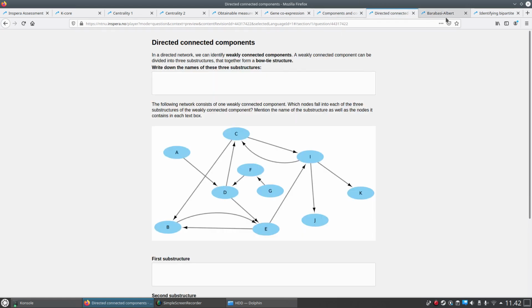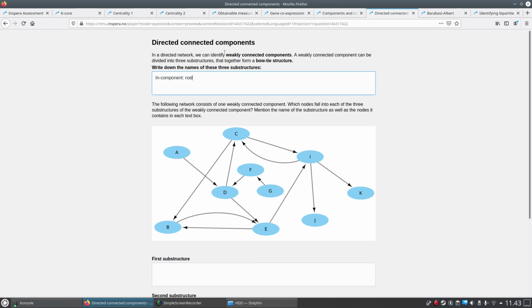Alright, next question. Now we're sticking on the topic of components, but going into directed connected components. In a directed network, we can identify weakly connected components. A weakly connected component can in turn be divided into three substructures that together form what we call a bow tie structure. And so the first question is, what are the names of the three substructures? These are the in component.